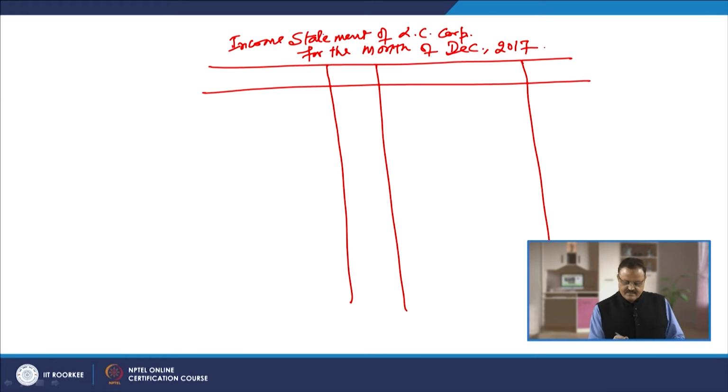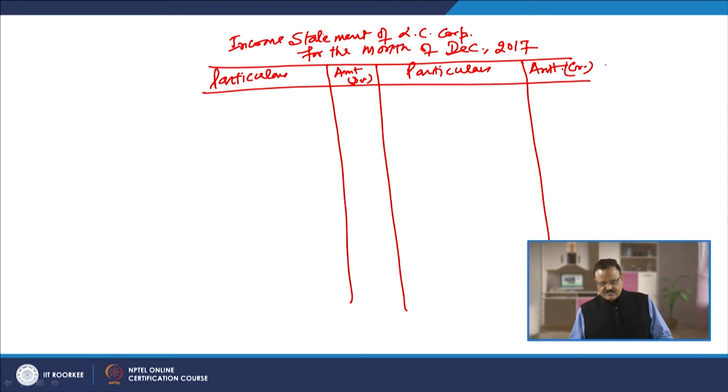These are the two parts. We write here particulars and amount, and this side is called the debit side. Then again particulars and amount. This is called the credit side, right. Credit side means receipt side or income side, debit side means expense side or the payment side. So, we will put the respective items on both the sides, and then we will find out the balance.